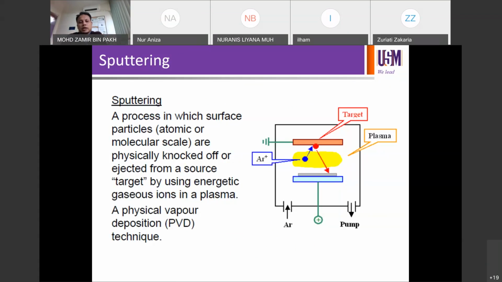Sputtering is a process in which particles, or the atoms or the molecules, are physically knocked off. Knocked off means you dislodge. You need to have a sputtering target.